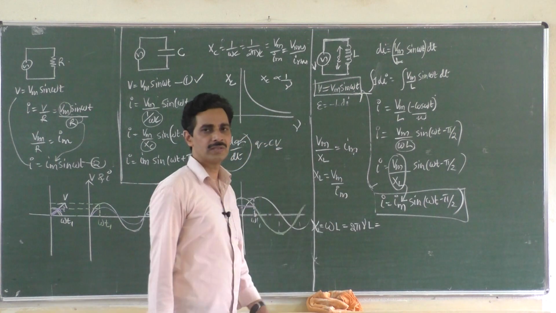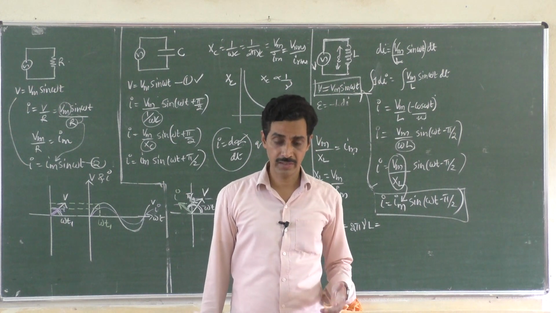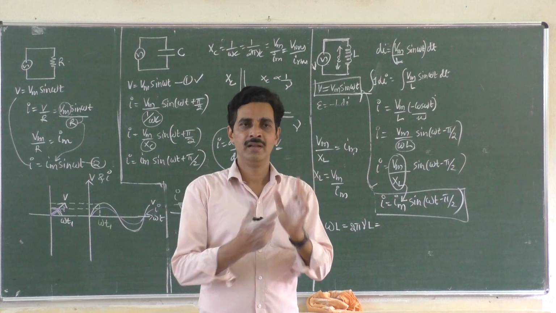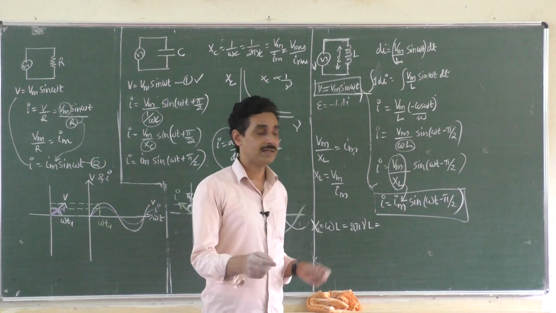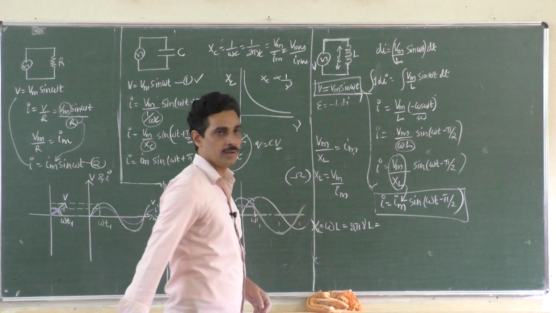Sir, I want to know the reactance of an inductor. What should I do, sir? Take a coil, connect an AC source across it, find out the peak value of voltage and peak value of current, and divide them. You will get the reactance of the inductor. It is also measured in ohm. The unit is the same.